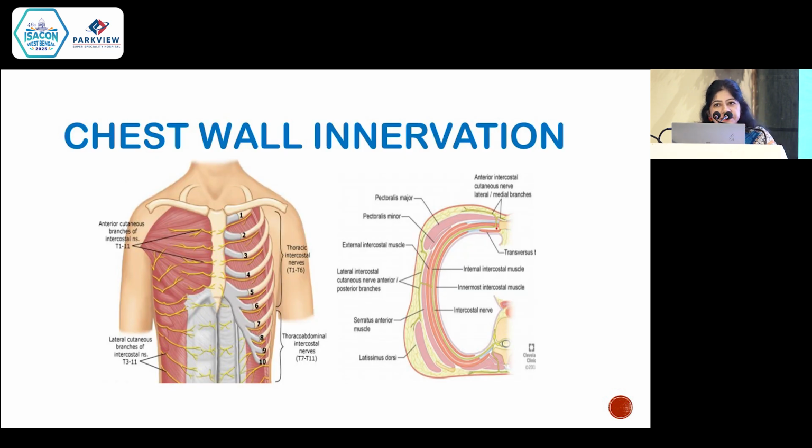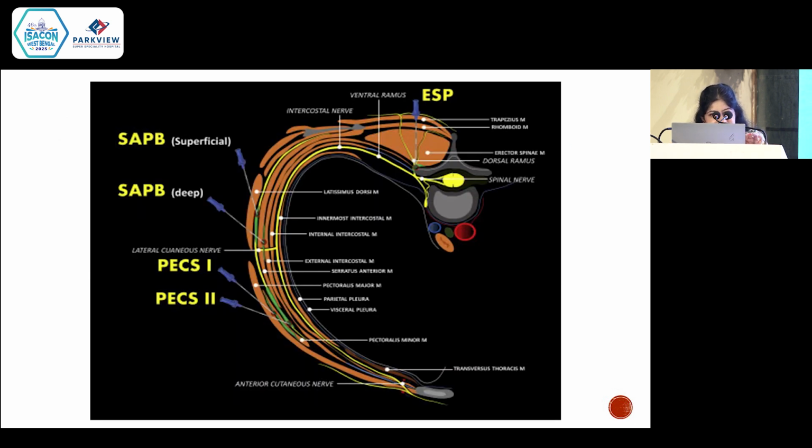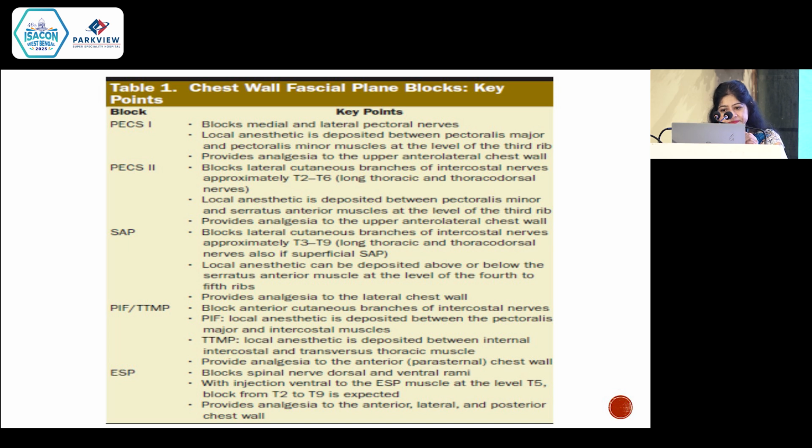So how do we manage pain post-operatively in cardiac surgeries? We use systemic pain relief, physical modulations, and regional anesthesia. The systemic route is oral or IV, which can be physician controlled or PCA controlled. Regionals can be central and peripheral. Peripheral might be surgical site infiltration or different kinds of plane blocks that I am coming to.